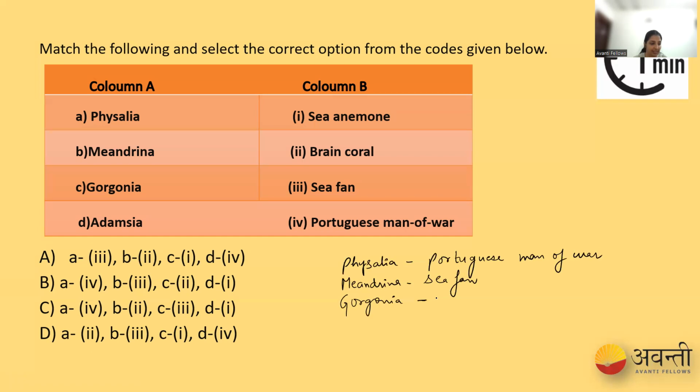Gorgonia is known as the, sorry, Meandrina is known as the brain coral. And Gorgonia is known as the sea fan. And Adamsia is known as the sea anemone.